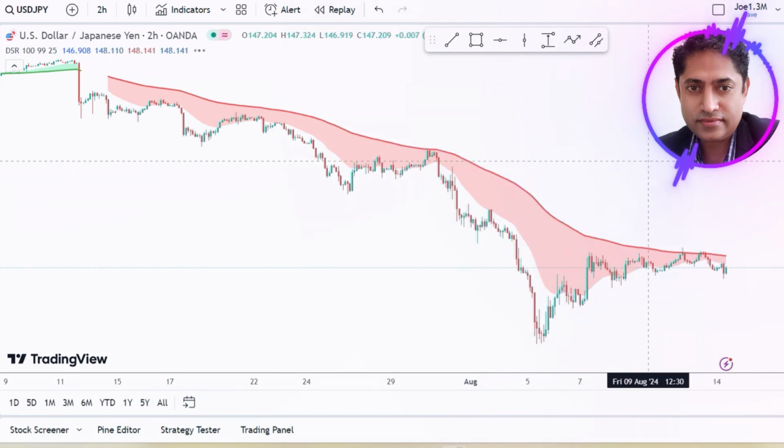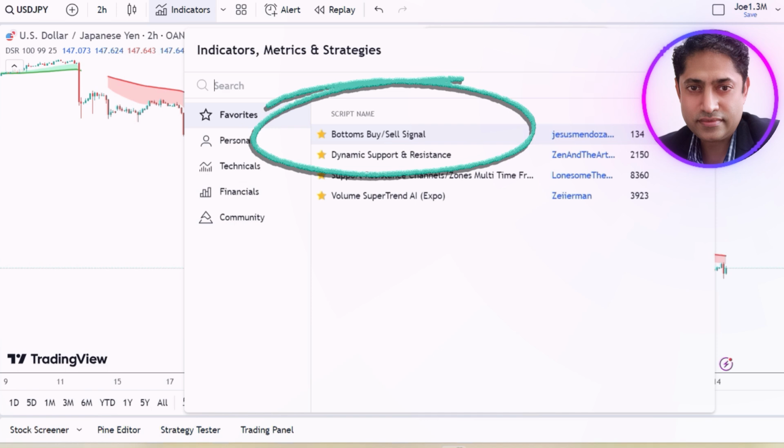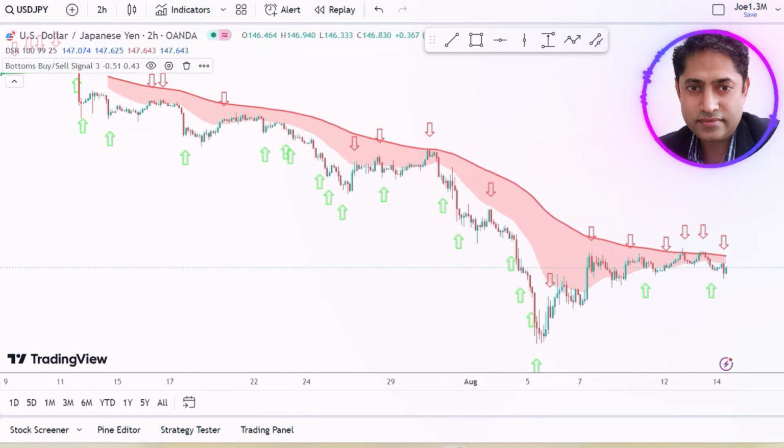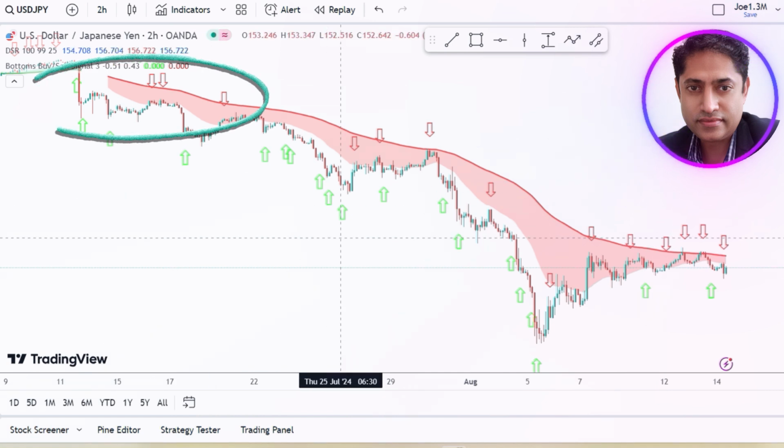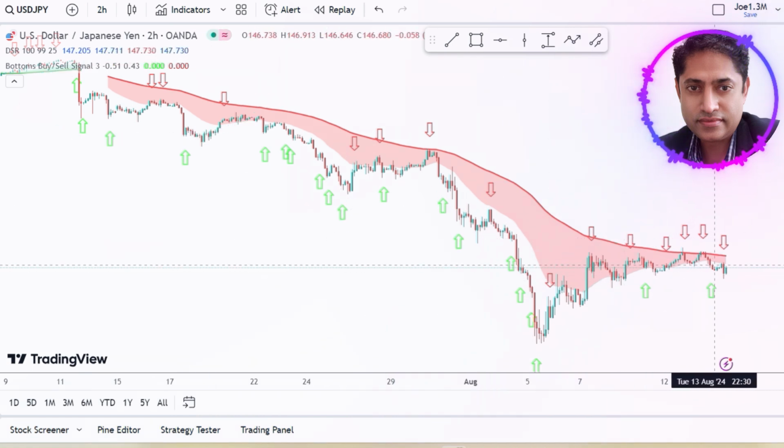Whenever it becomes red, you enter and sell. And whenever it is green, you enter buy. Now, the second thing is, when do you enter? For that, you go for the second indicator, bottoms buy sell signal. There you go. You have to make no changes. So whenever the dynamic support and resistance or the trend indicator shows red, and the first arrow that comes in the downward direction, you enter over there and you wait till this red color disappears. That means till the dynamic support and resistance disappears from your screen.